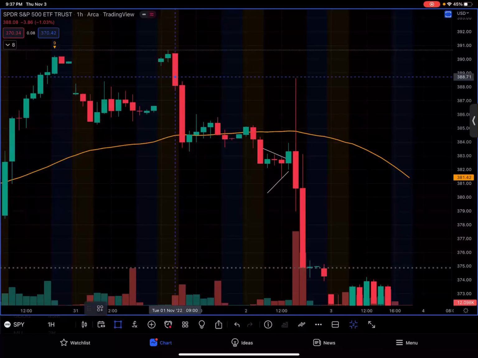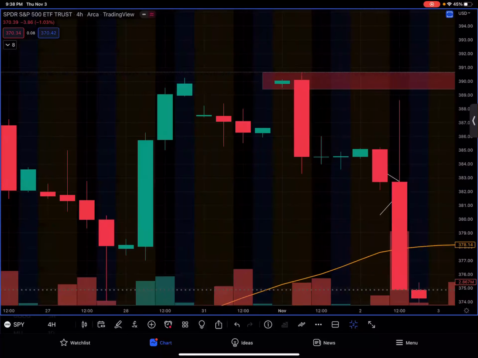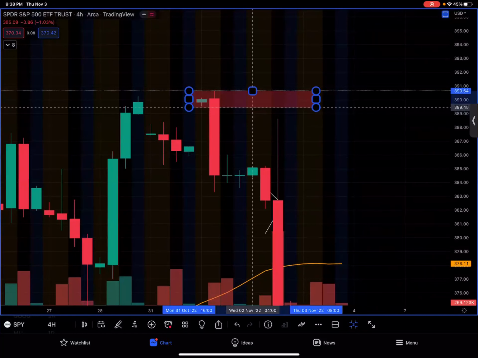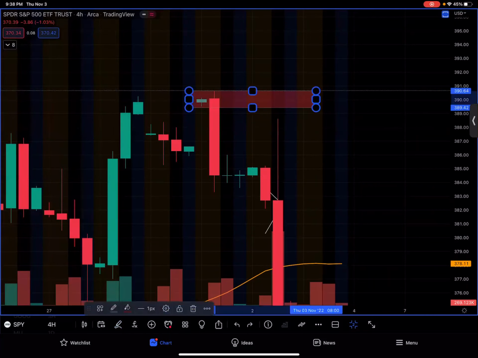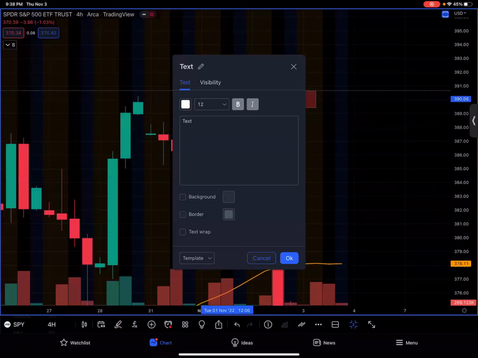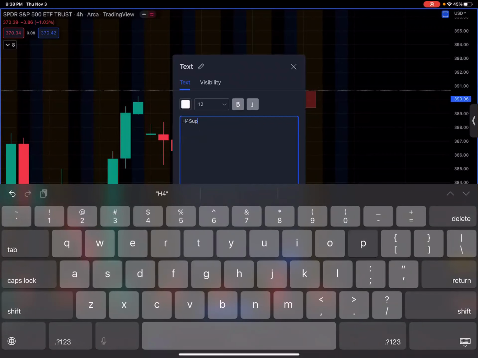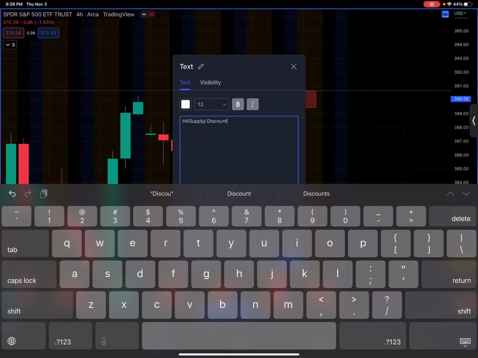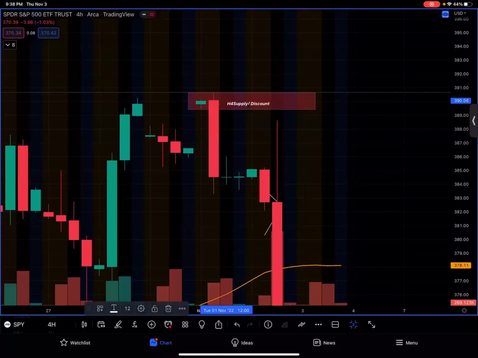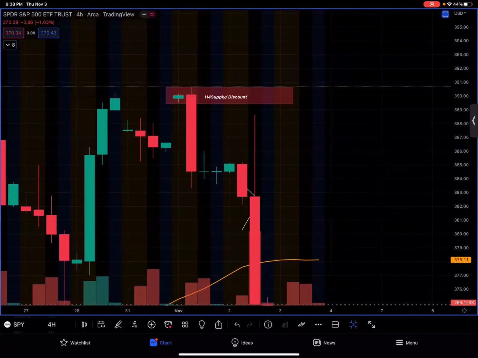Since we're on the 1 hour, actually, let's go to the 4 hour. We've got our 4 hour supply zone here. H4 supply, let's call this our premium. No discount since we're short bias. H4 supply. Discount. I'm excited to talk about liquidity next week. This is going to bring everything together.